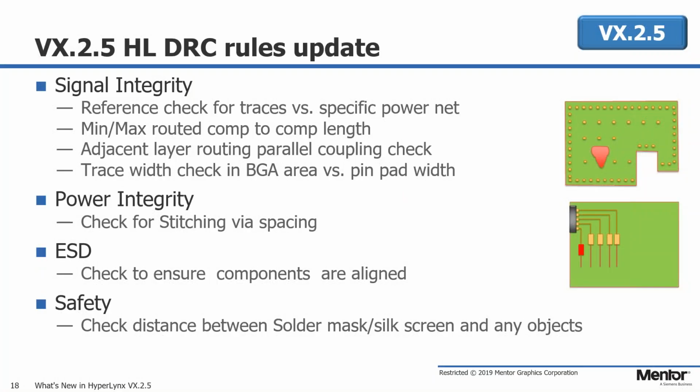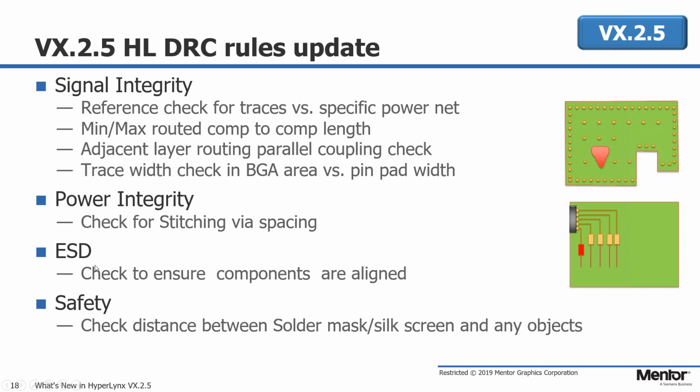So with HyperLynx DRC, there were some rule updates, some in the signal integrity space. So just go through these: reference checks for traces versus specific power nets, min-max routed component-to-component length, adjacent layer routing, parallel coupling check, and trace width check in BGA areas versus pin pad width. Maybe by the title it may not make sense what all those are doing, but we actually got a picture on the next screen that can show you a little bit of that.